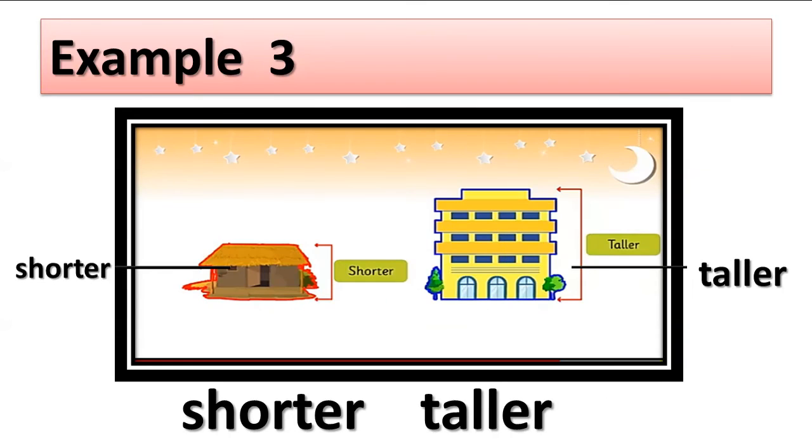Similarly, here is a cottage and a building. So students, can you tell me which one is tall and which one is short? Yes, very good. The building is tall, whereas the cottage is short. So, we can also say that the building is taller than the cottage, or the cottage is shorter than the building.